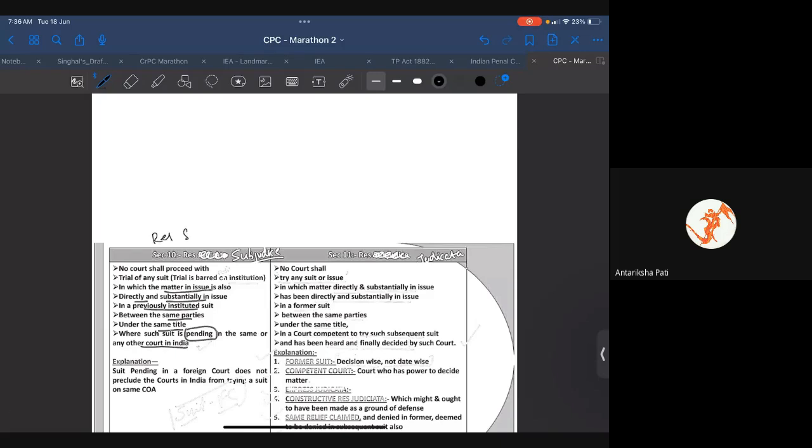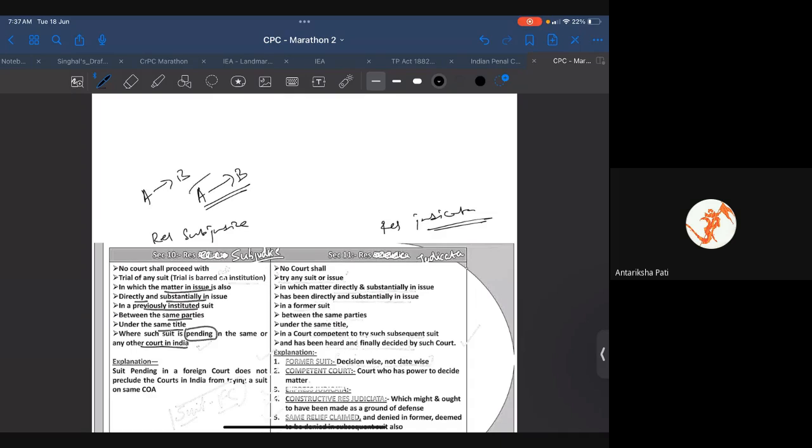Res sub judice and res judicata, section 10 and section 11. Section 10, res sub judice, says no court shall proceed with the trial of any suit, and here only trial is barred, in which the matter in issue is also directly and substantially in issue in a previously instituted suit between the same parties under the same title, where such suit is pending in the same or any other court in India. So there is a suit pending between two parties. Now, if another suit is brought, this suit will be stayed.